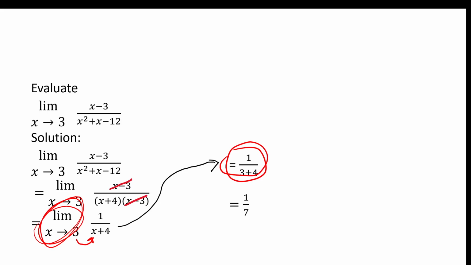So really what's going on here is we have a curve that looks something like this.